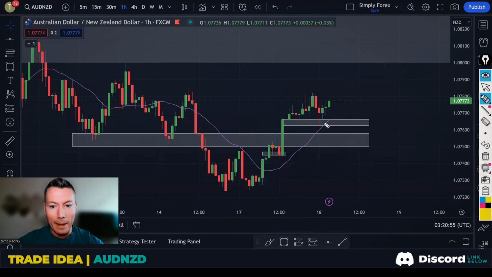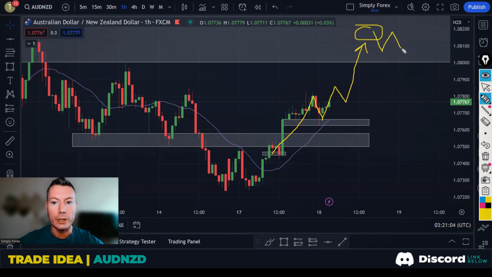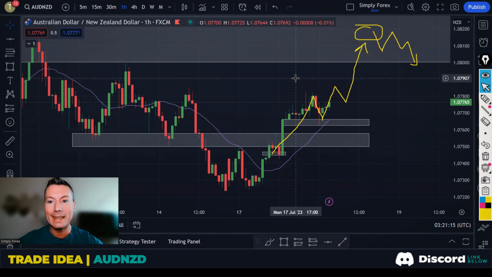If that doesn't happen, guys, and price just keeps building up, then I'm just going to wait for price to get up to this grey zone. And then I want to see a bit of a structure breakdown. Okay, guys, so Aussie dollar, New Zealand dollar, still looking for shorts on this pair as well. All right, guys, so those are my trade ideas.